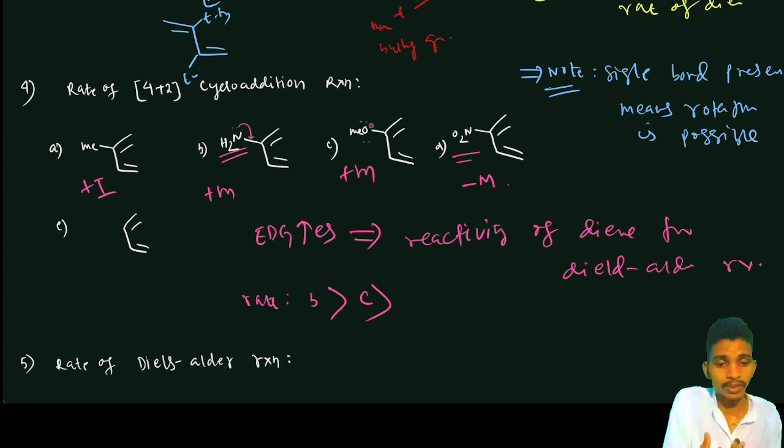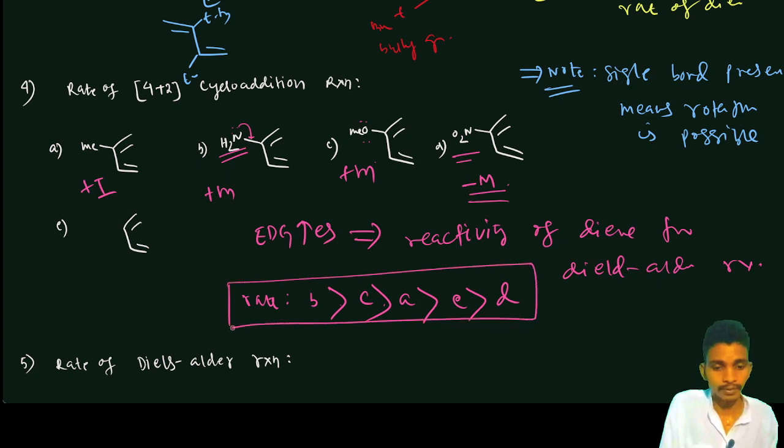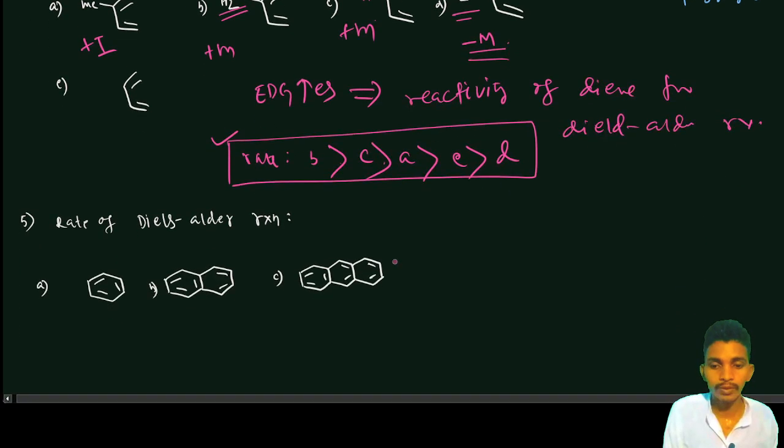Because oxygen itself is a highly electronegative group. Since nitrogen is a less electronegative group than oxygen, it can easily donate electrons. So the plus M of this is higher than this. That's why B, then C, then comes A. Okay, then we will have E, then D. D is the electron withdrawing group, that is minus M. So this is the rate. Okay. Now moving to the next question.